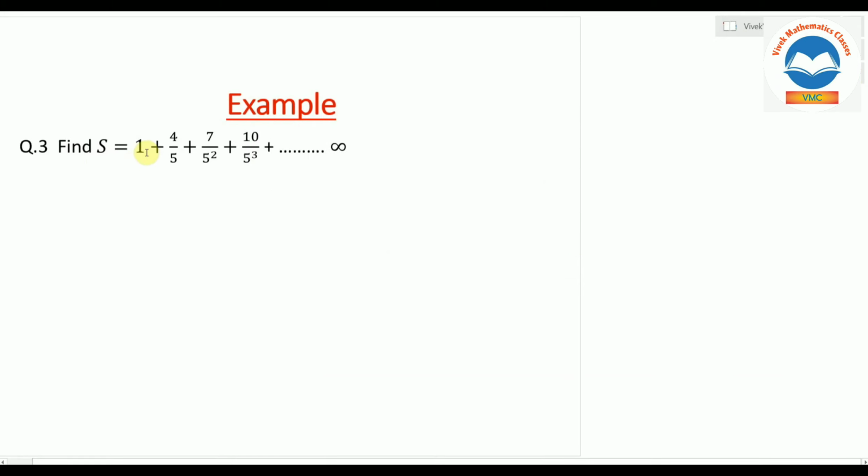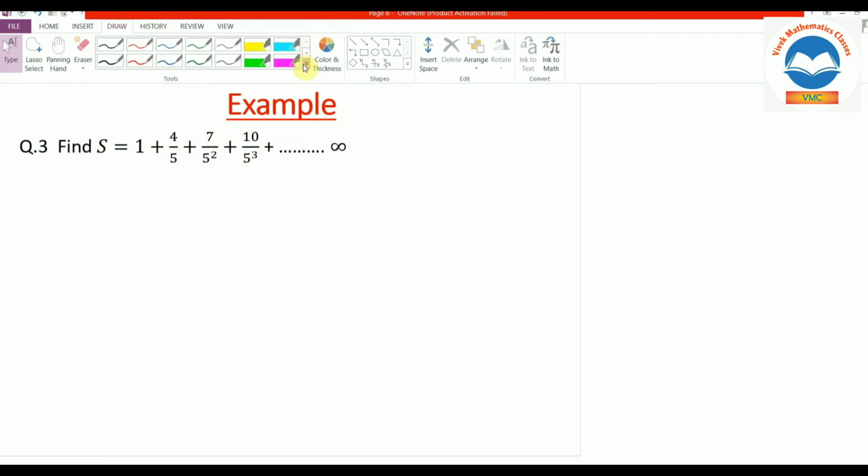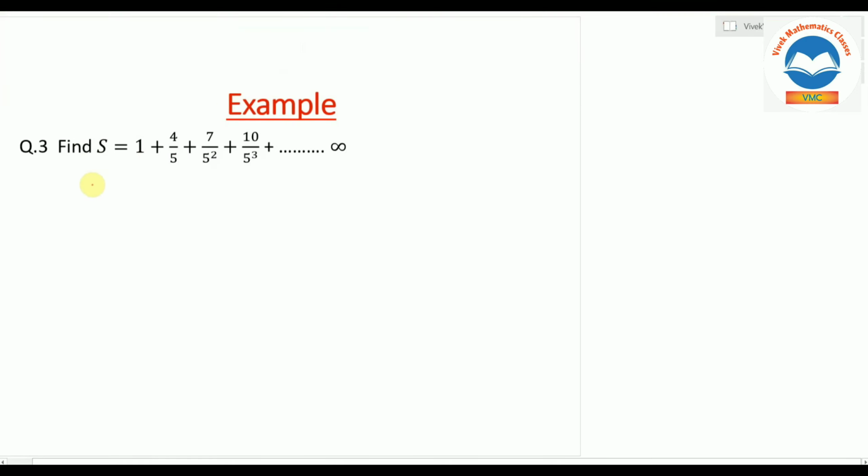Find S equal to 1 plus 4 by 5 plus 7 by 5 square plus 10 by 5 cube and so on. So if you see here, 1, 4, 7, 10, it is an AP, and 1 by 5, 1 by 5 square, 1 by 5 cube, it is a GP. So it is a product of AP and GP, it means it is an AGP. So we can find the sum of n terms of this AGP. So what will be that? S will be equal to 1 plus 4 by 5 plus 7 by 5 square plus 10 by 5 cube and so on up to infinity.